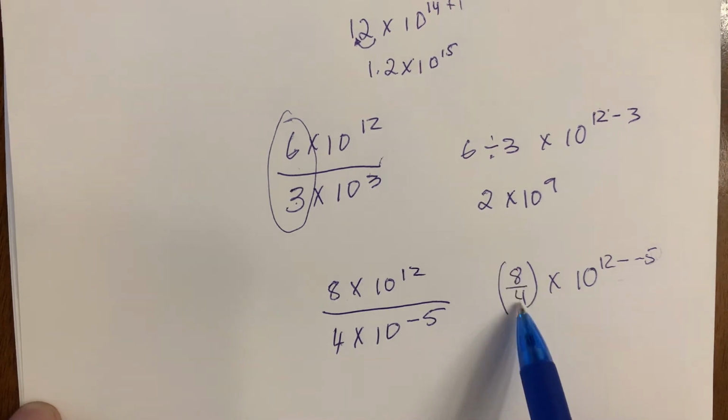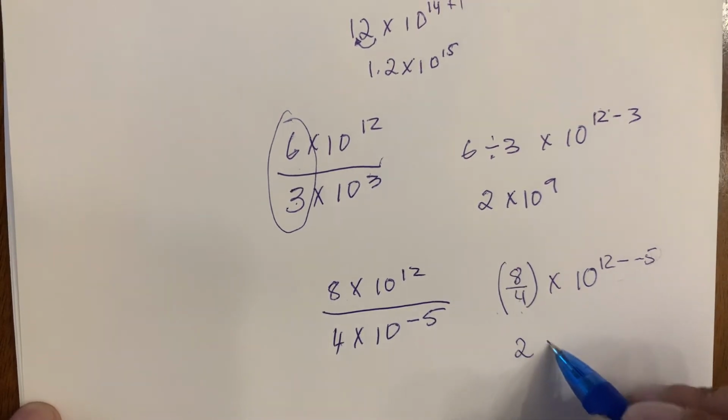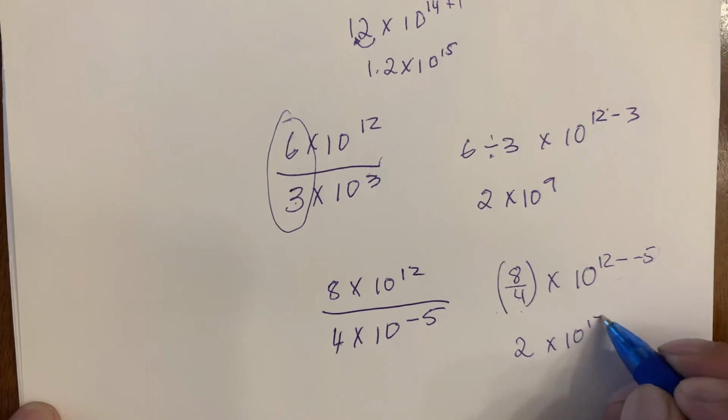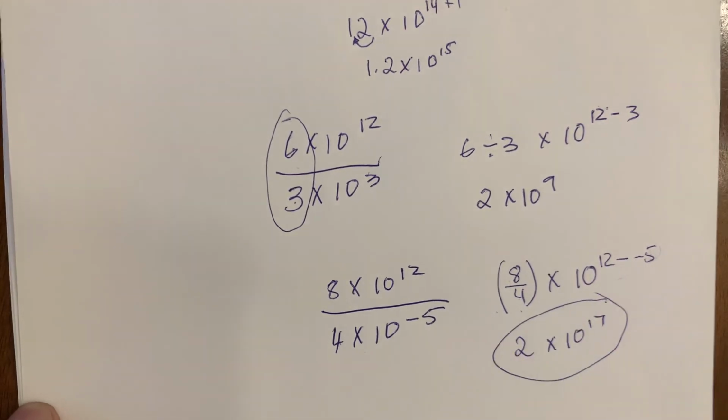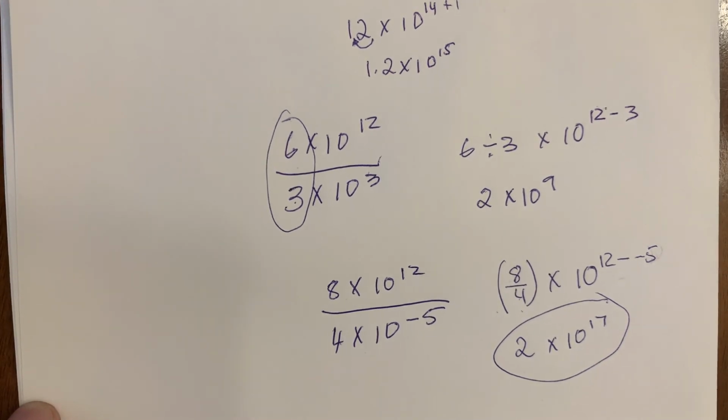So there you go. 8 divided by 4 gives you the 2 times 10 to the 17. And you could kind of see that because it's a really tiny number dividing into a really large number, so you'd expect to get a number even larger. Always pay attention and see, does that number even make sense compared to the numbers I'm working with? I hope this helps.